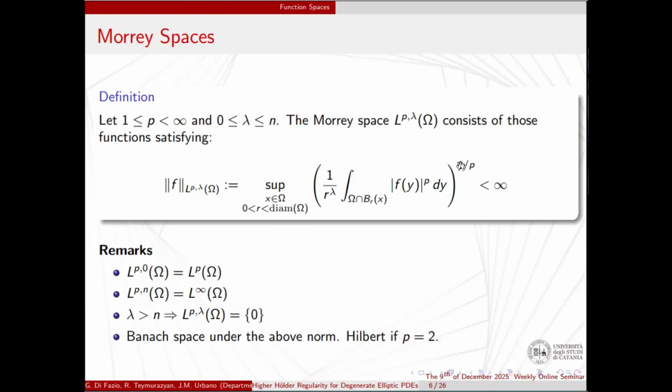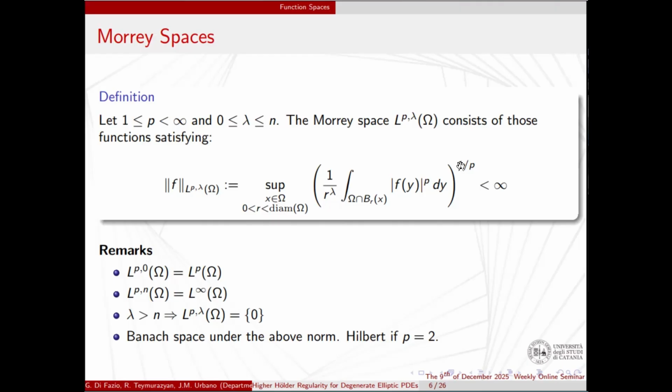If the supremum of these contributions, with the center arbitrary in the domain and the radius arbitrary as the condition allows, is finite, then this quantity is a norm, and the vector space that you get with this norm is a Banach space that is called Morrey space. If p is equal to 2, the space is Hilbert.